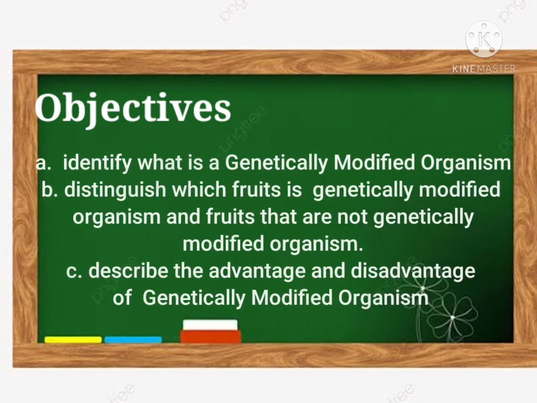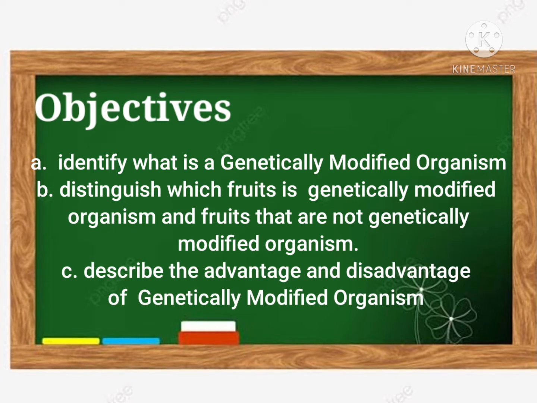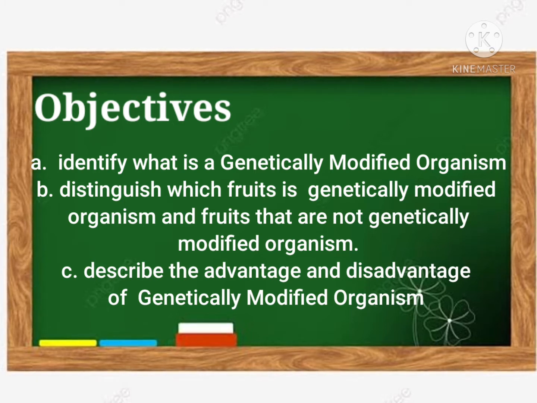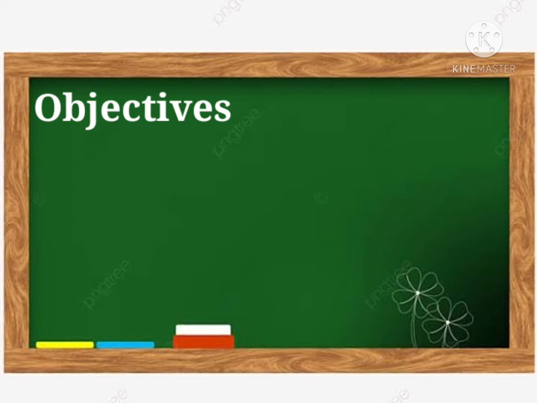These are the objectives. First one is identify what is genetically modified organisms. Second, distinguish which fruits are genetically modified organisms and which fruits are not. Third is describe the advantage and disadvantage of genetically modified organisms.